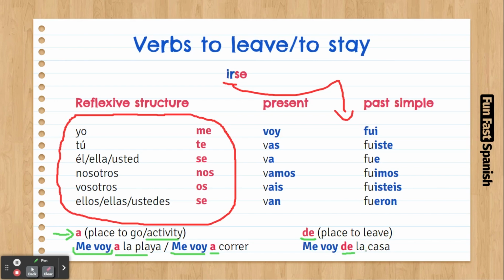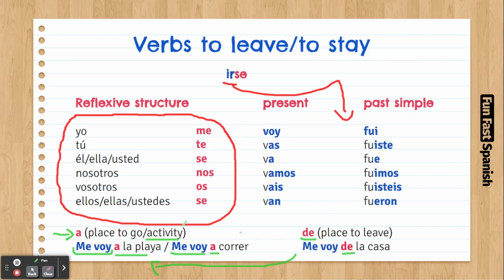So as you can see, you can specify both the place you are living, me voy de la casa, you're leaving the house, but also you can specify the place you're heading to afterwards. So you don't have to specify the place you're living all the time. You can also specify just the place where you're heading to afterwards. So a to specify the place you're heading afterwards, de to specify the place you're living right now. And remember, you can also add an activity.